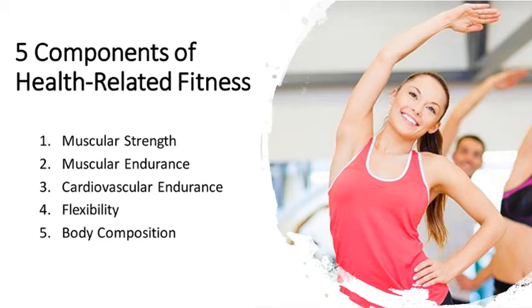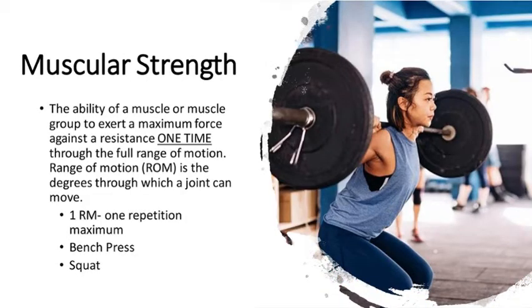Next, we're going to talk about the 5 components of health-related fitness, which include muscular strength, muscular endurance, cardiovascular endurance, flexibility, and body composition. Muscular strength is the ability of a muscle or muscle group to exert a maximum force against a resistance one time through the full range of motion. Range of motion, ROM, is the degrees through which a joint can move. Examples of muscular strength include bench press and squat. This right here in the picture is a squat.